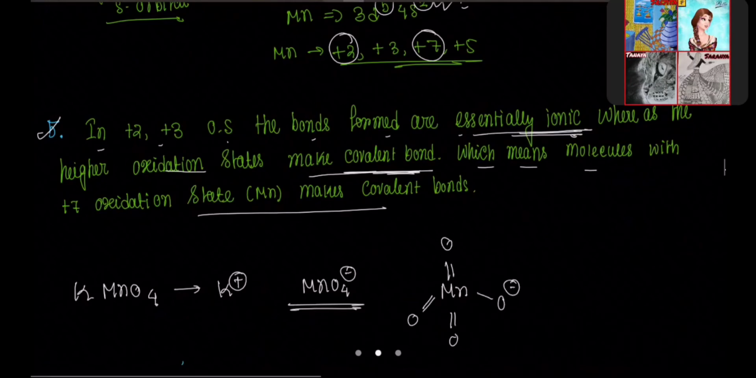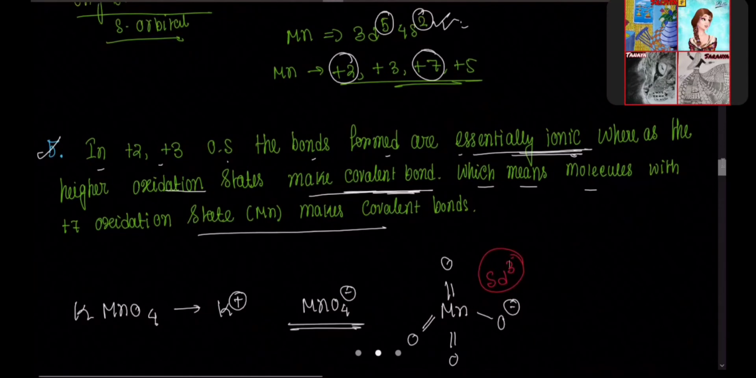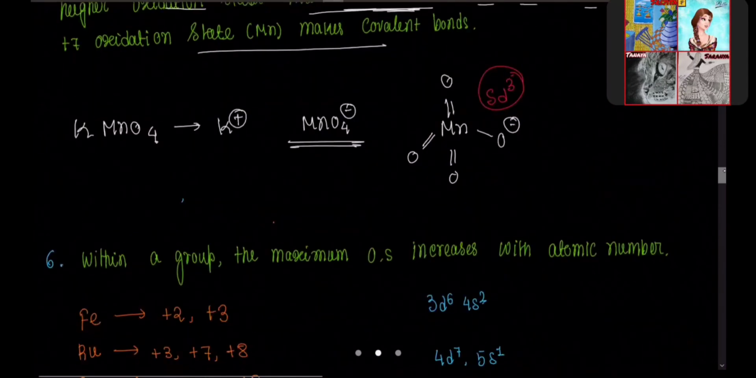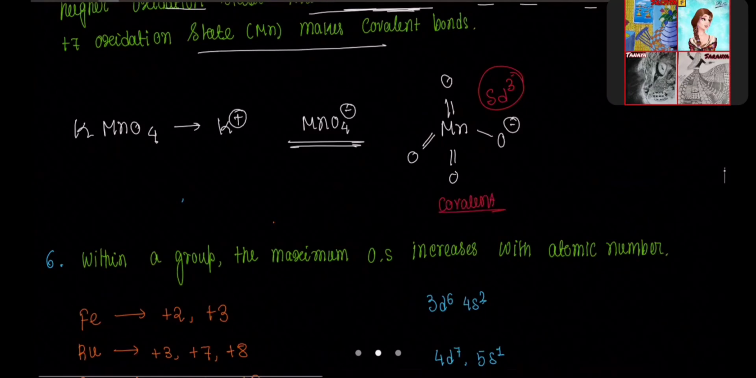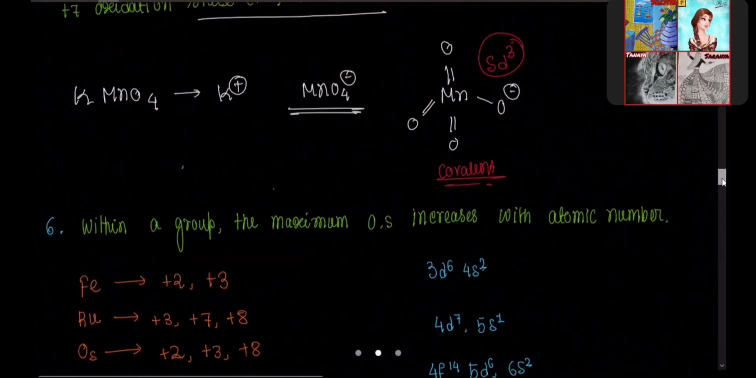This also has a unique hybridization. It's called sd3. It's a tetrahedral complex only, sd3. So all these bonds over here are covalent bonds, because manganese is in +7 oxidation state. So all of them are covalent. sd3 is the hybridization over here.